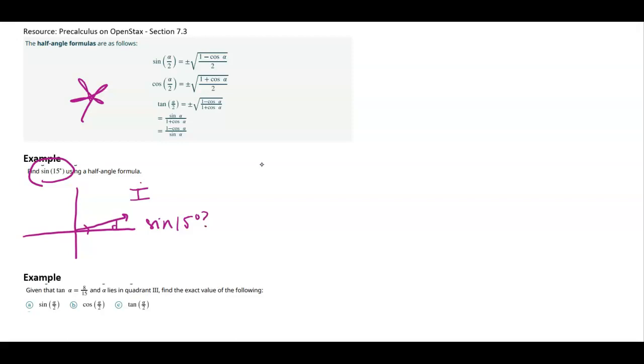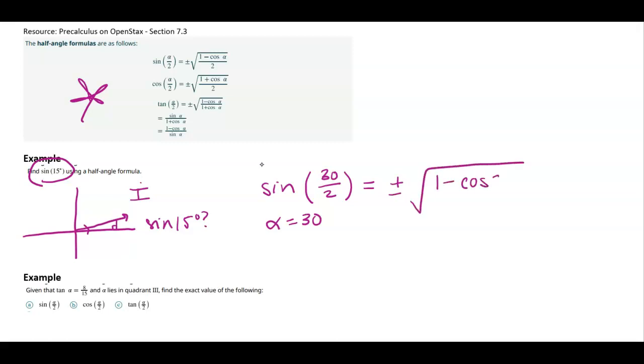the unit circle. So instead, if I look at the sine of maybe 30 over 2, so if I let alpha be equal to 30, then I notice when I plug into the formula, I get the cosine of 30, since alpha is 30 over 2. Well, the cosine of 30 is something that I know, which would be root 3 over 2.